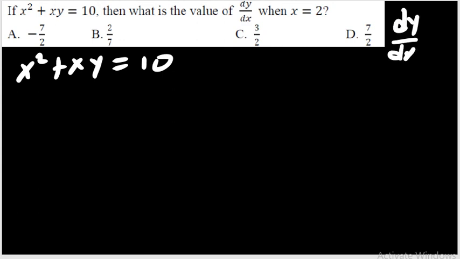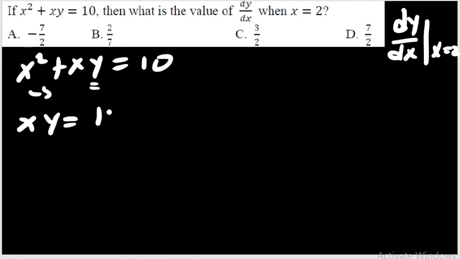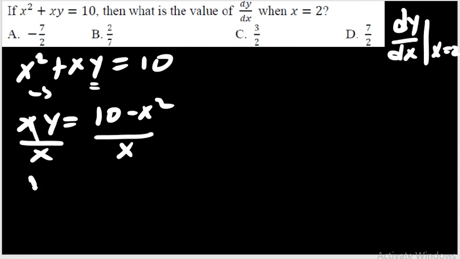Here we have x squared plus xy is equal to 10. And then we are asked dy by dx when x is equal to 2. We need to find dy by dx when x is equal to 2. First of all, let's make the y alone. So shift the x squared to the other side: xy is equal to 10 minus x squared. Then divide by x on both sides. So y will be 10 minus x squared over x.